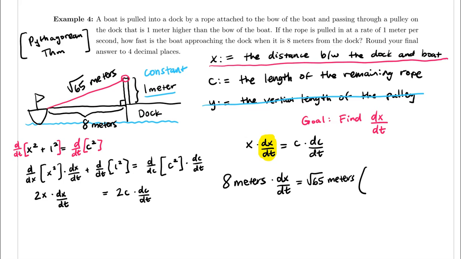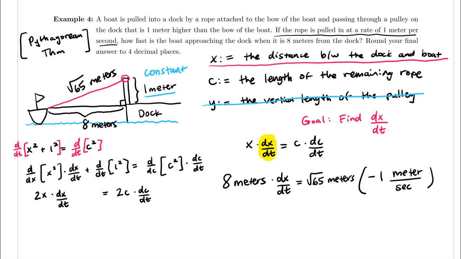So let's take a moment to think about it. It says the rope is pulled in at a rate of 1 meter per second. Now we want to be careful because c represents the length of the remaining rope, and that value for c over time is getting smaller. And if you remember from our checklist or our laundry list from earlier, if a quantity that we're measuring is decreasing, that means that the rate of change is a negative number. So I'm going to put here that it's negative 1 meter per second.